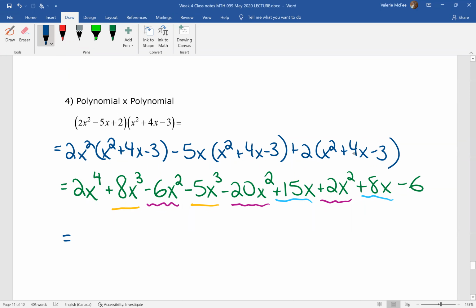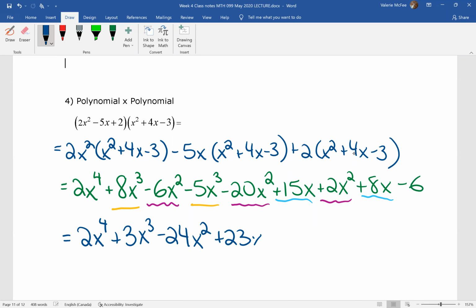So we have one term with x to the power of 4. We can combine our x cubeds here, plus 3x cubed. We can combine our x squared. What is it? Minus 26 plus 2, minus 24x squared. And then we can combine our powers with x to the power of 1 and minus 6. Did you get there?